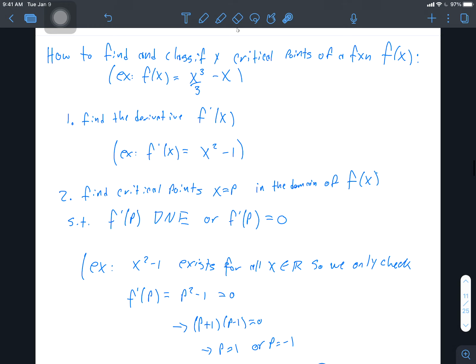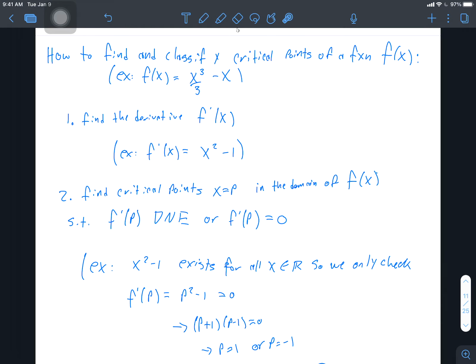So this is a description of, let's say I have a function and I want to find and classify the critical points, which, by the way, is an almost guaranteed problem on the exam. There will almost certainly be a problem which says, here's a function, find and classify all of the critical points as local maximums or local minimums or neither. That's almost a freebie to show up on the exam.